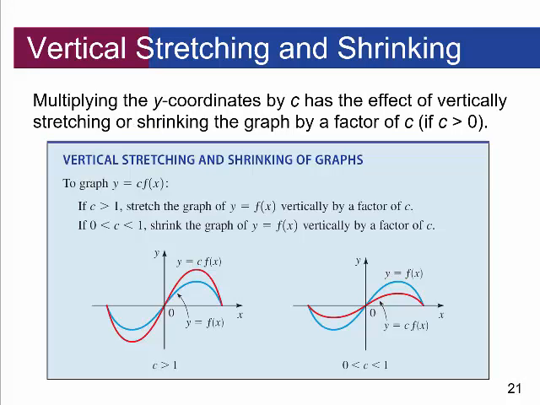Note here, with vertical stretching, if c is greater than 1, what you're doing is you're taking the graph and you're stretching it. You're pulling it up. If c is between 0 and 1, it's a fraction, you're shrinking the graph because you're taking the value and multiplying it by a value less than 1. So the graph is going to get pushed down or shrunk. So when c is greater than 1, it's stretching. When c is less than 1 but greater than 0, it's a shrink.